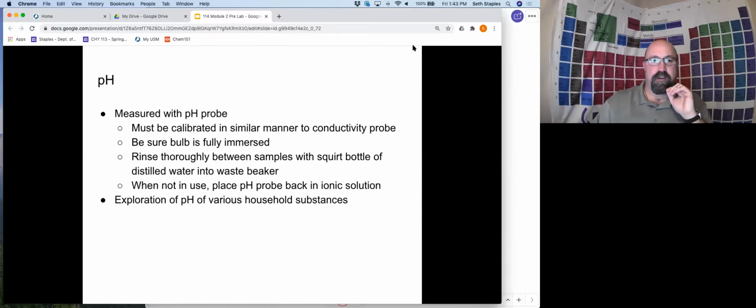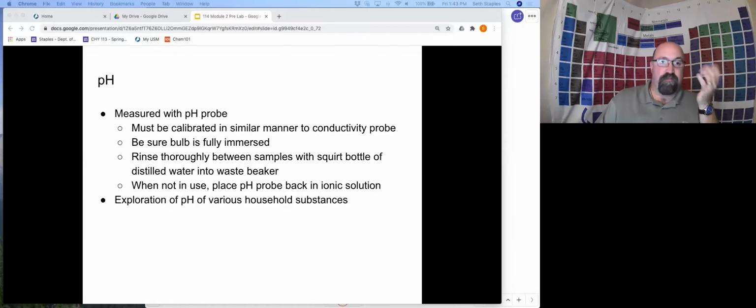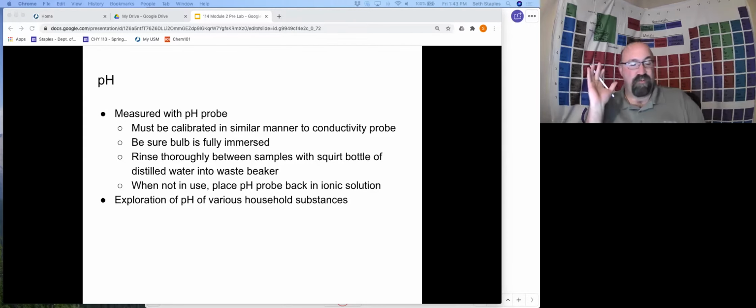Let's take a look again at how you're going to measure pH. You're going to measure pH in a very similar way to how you measured conductivity. You're going to be using a pH probe. It's pretty much used in exactly the same way that the conductivity probe is. You calibrate it in a very similar manner.